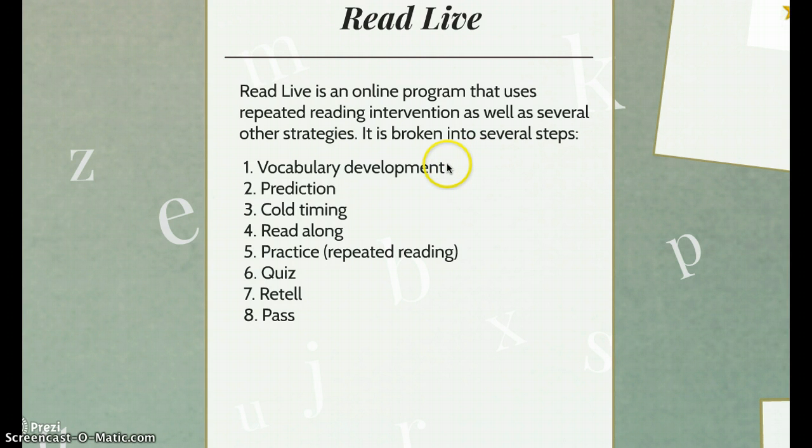The first step is vocabulary development. The second step is prediction. The third is cold timing. Then there's a read along. Then there's the repeated reading. Then there's a quiz, a retell, and a pass activity.